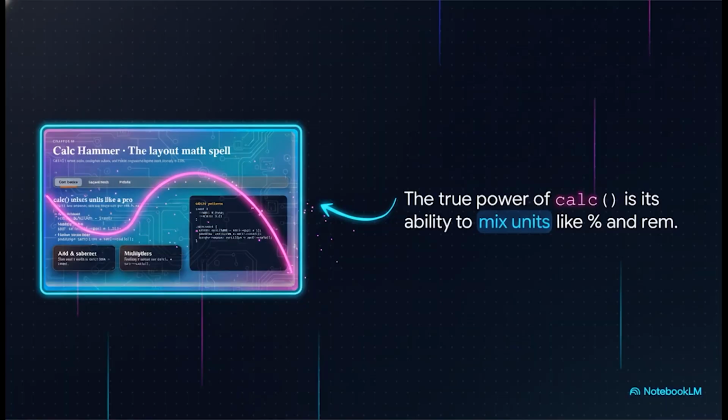The real power of calc is its amazing ability to mix units. Take a look at the code here. We're calculating a width using calc of 100% minus var-gap times 2. It's taking a flexible percentage and subtracting a fixed rem value that we just summoned with a variable. This kind of thing used to be a major headache, but calc makes it, well, trivial.